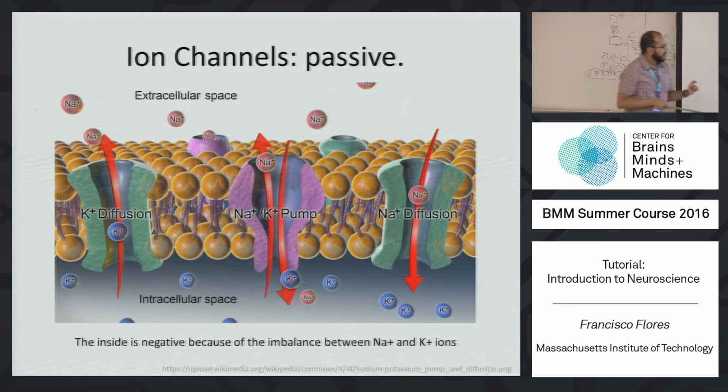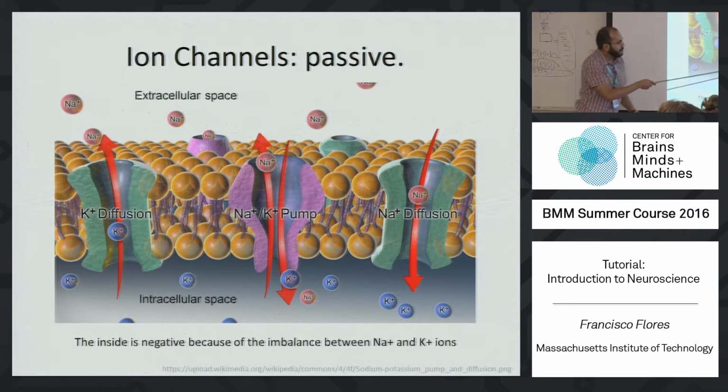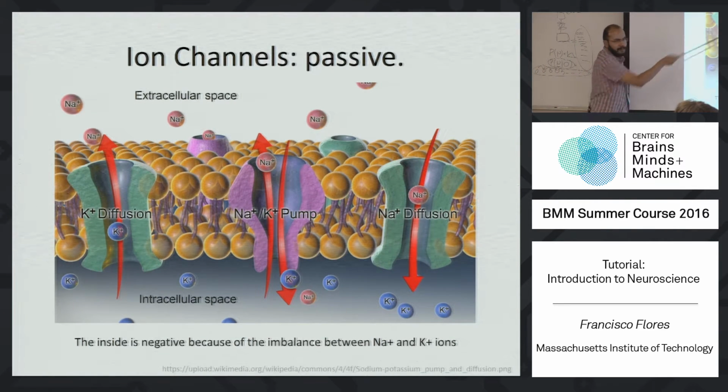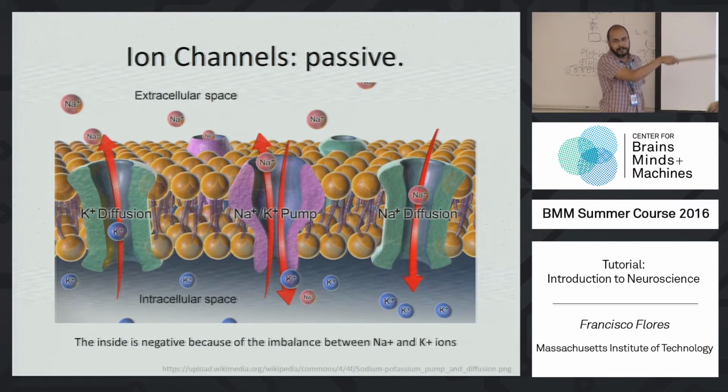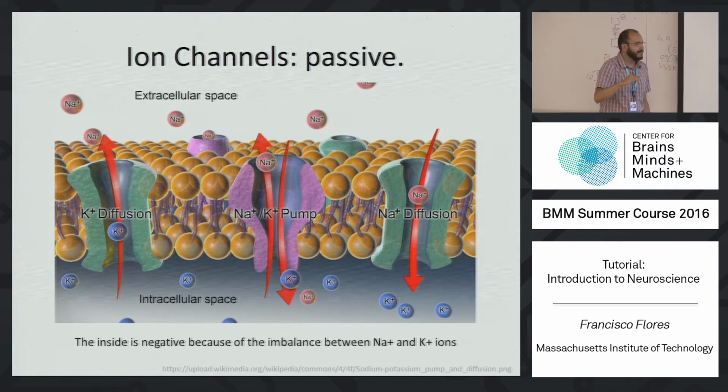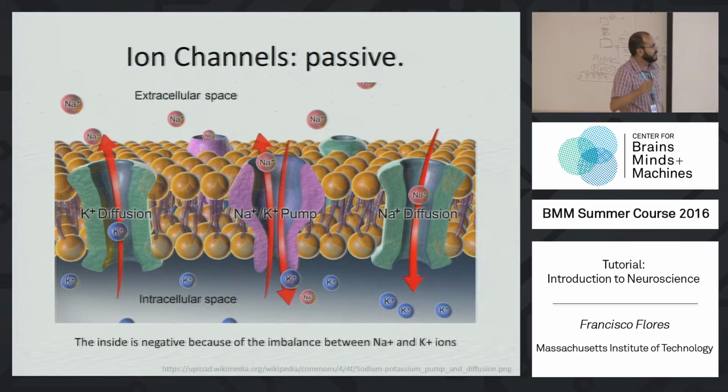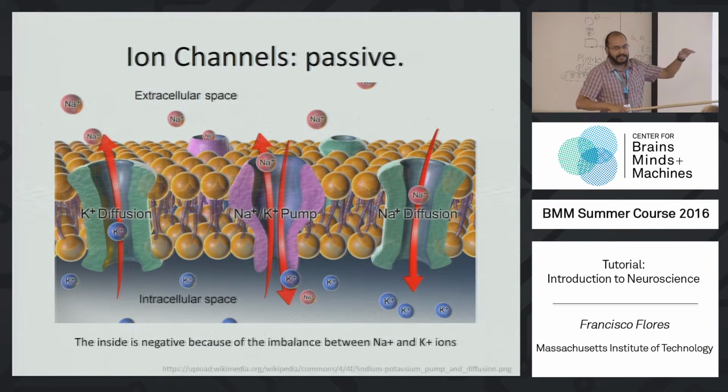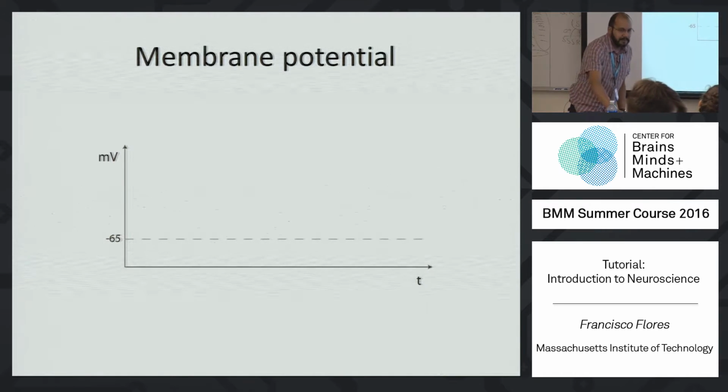How does it do that? The pump is going to move 3 sodiums outside and 2 potassiums inside. So there will always be this slight positive imbalance, and because the negative charges, which are typically chloride ions, are going to stay the same, you will have a slight negative charge inside the neuron. So the neuron is going to be negative inside and positive outside. And in normal conditions, that's going to be the resting potential.